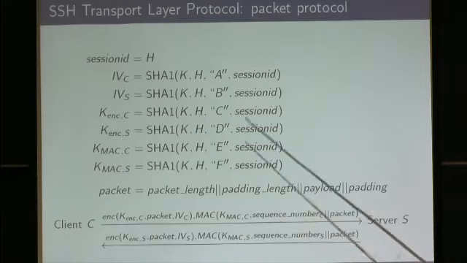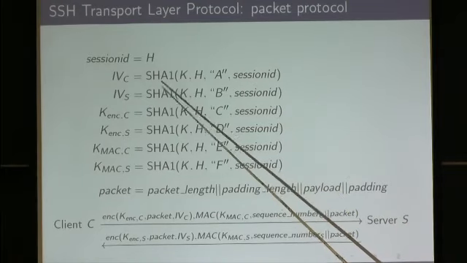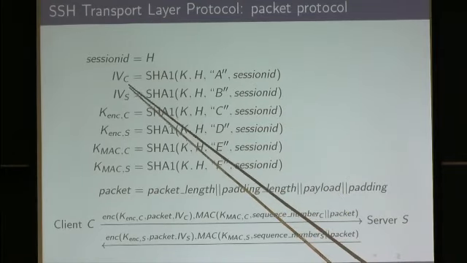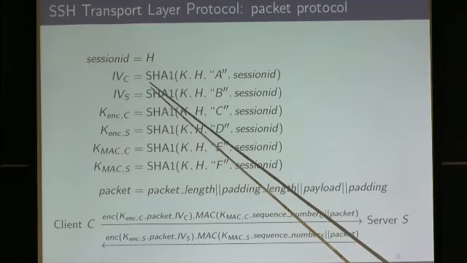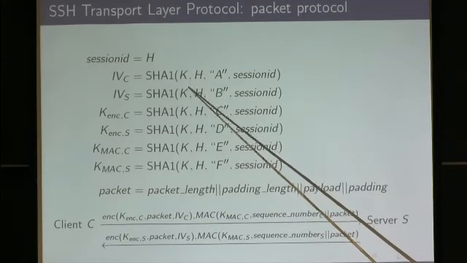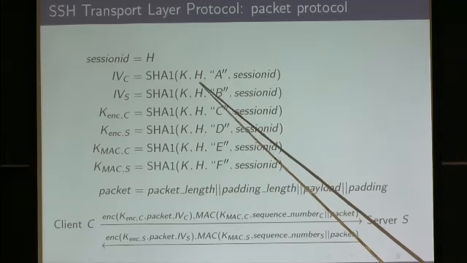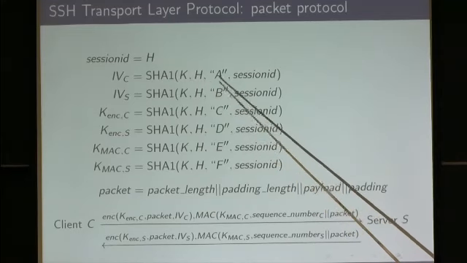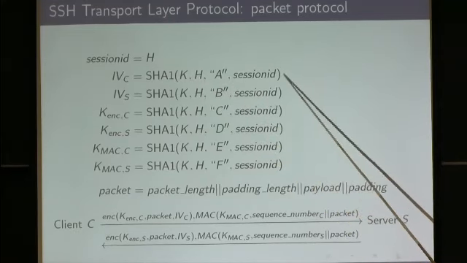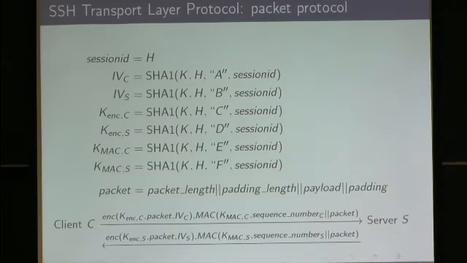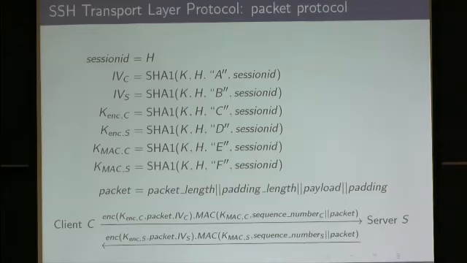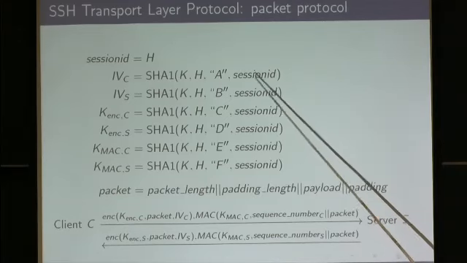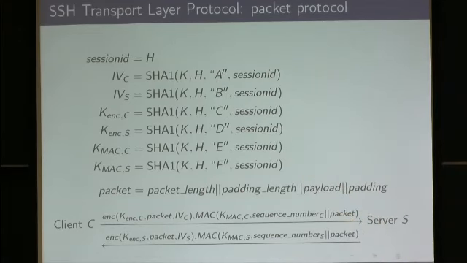So the tunnel is established by computing IVs for encryption, so initialization vectors for the CBC mode encryption, using SHA-1 of the common secret, the hash that was computed in the previous slide, some constant A, and the session ID, which is in fact equal to the hash. So this occurs twice. This is because there is a rekeying system, and in the rekeying, the session ID remains the same, but the hash is going to change. I'm not going to go into the details of rekeying.